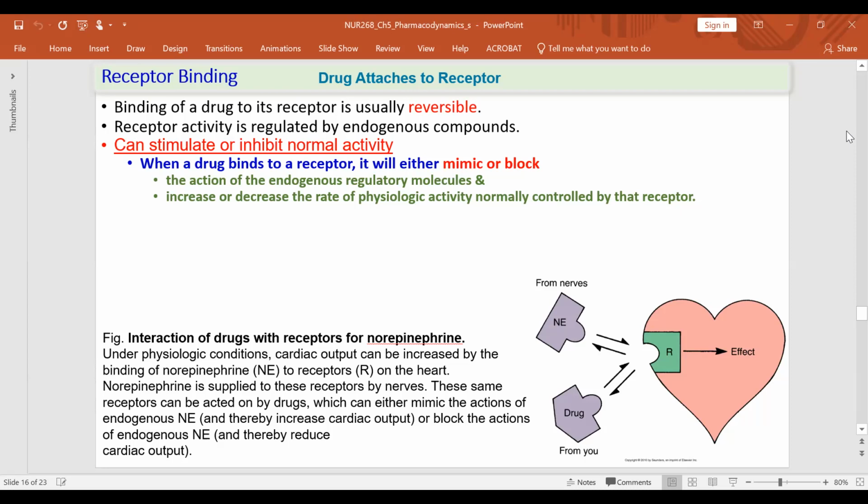Under physiologic conditions, the cardiac output can be increased by the binding of epinephrine or norepinephrine to receptors on the heart. So in this case, these same receptors can be acted on by drugs, in which this drug will mimic the actions of norepinephrine.